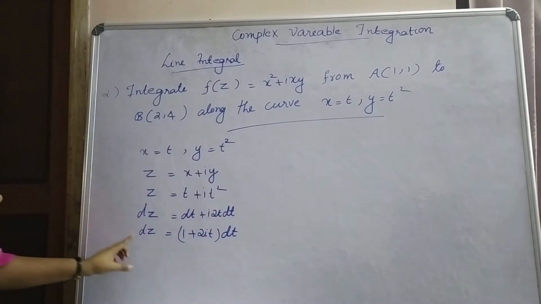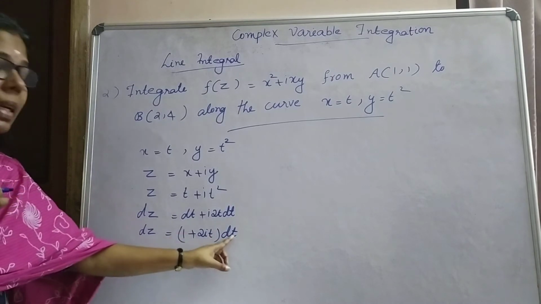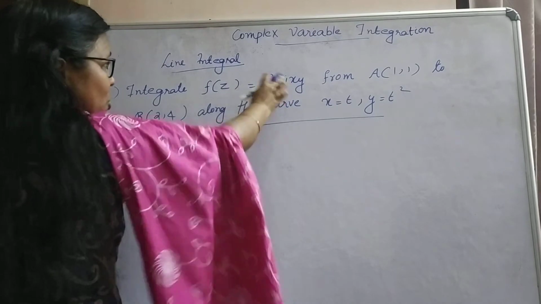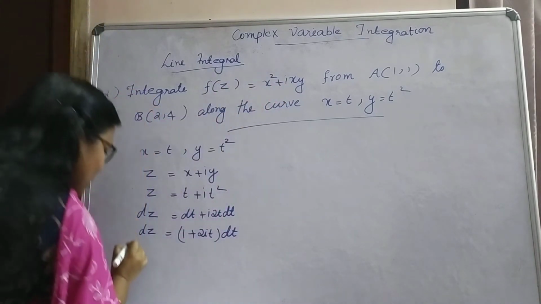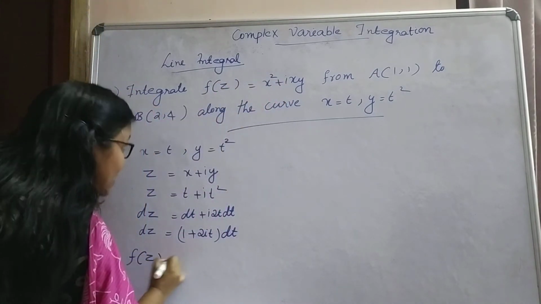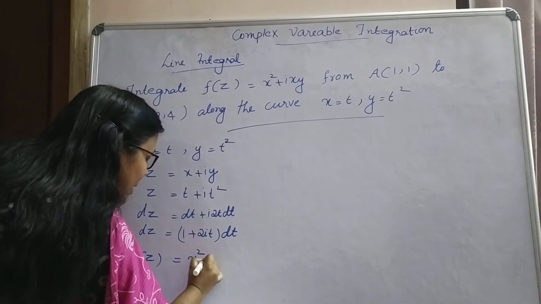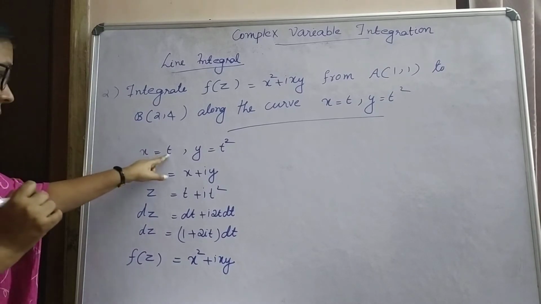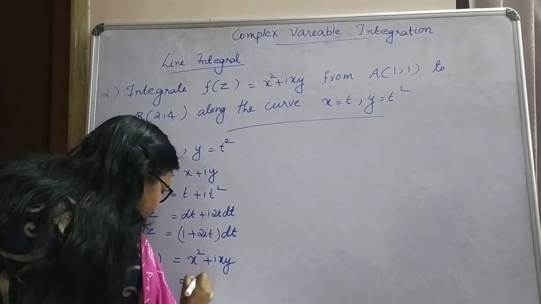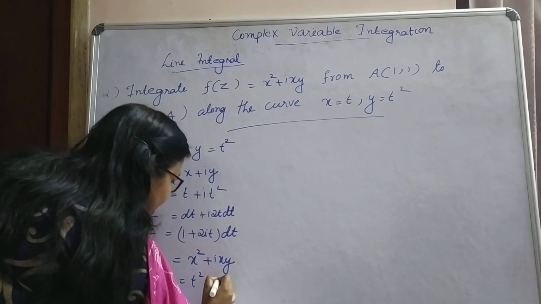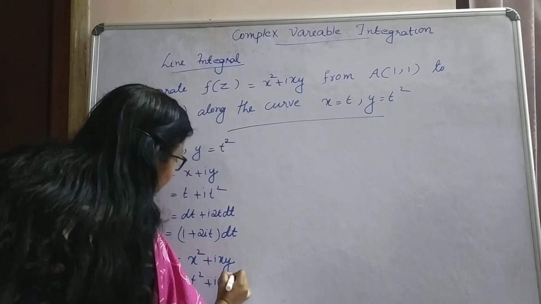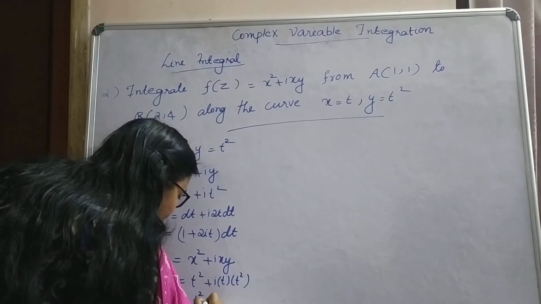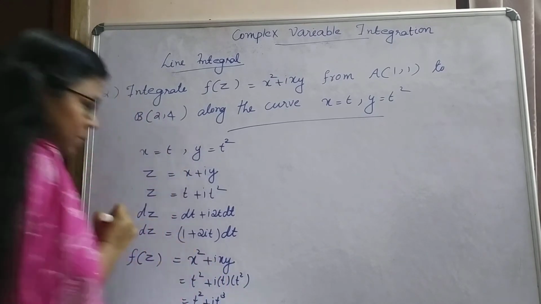Here we obtained dz equal to 1 plus 2it dt. Our question is, we have to integrate this f of z. Therefore, f of z is x square plus ixy. Here x is given as t, therefore t square plus i. x is t, y is t square, that is t square plus i t cube.